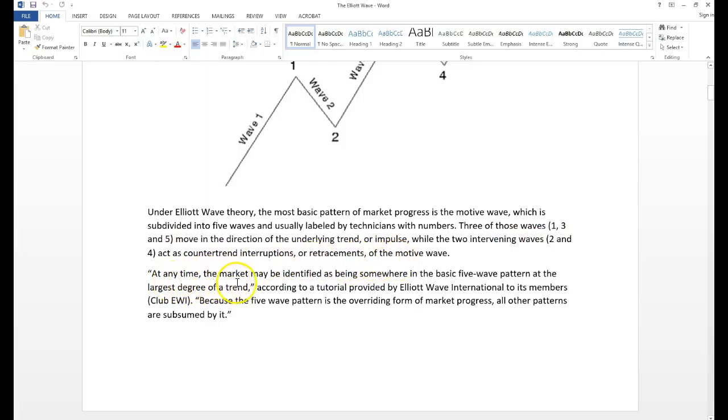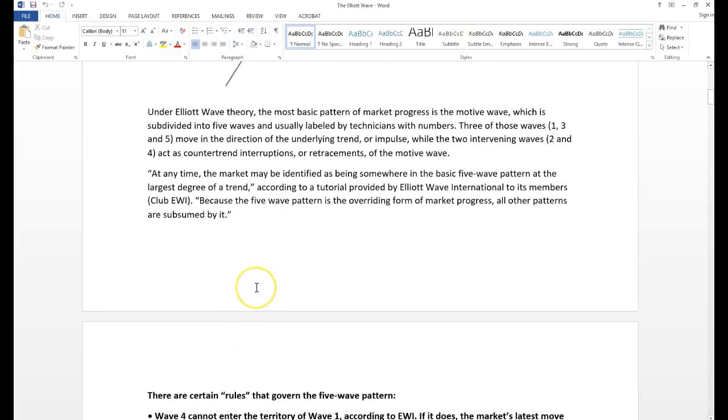At any time, the market may be identified as being somewhere in the basic 5-wave pattern at the largest degree of a trend. And that's according to the tutorial provided by Elliott Wave International to its members. Because the 5-wave pattern is an overriding form of market progress, all others are subsumed by it. So this is one of the reasons why Christopher Terry uses Elliott wave in conjunction with Fibonacci and harmonics. Those 3 put together tend to put off a nice sell or buy signal when they meet up.